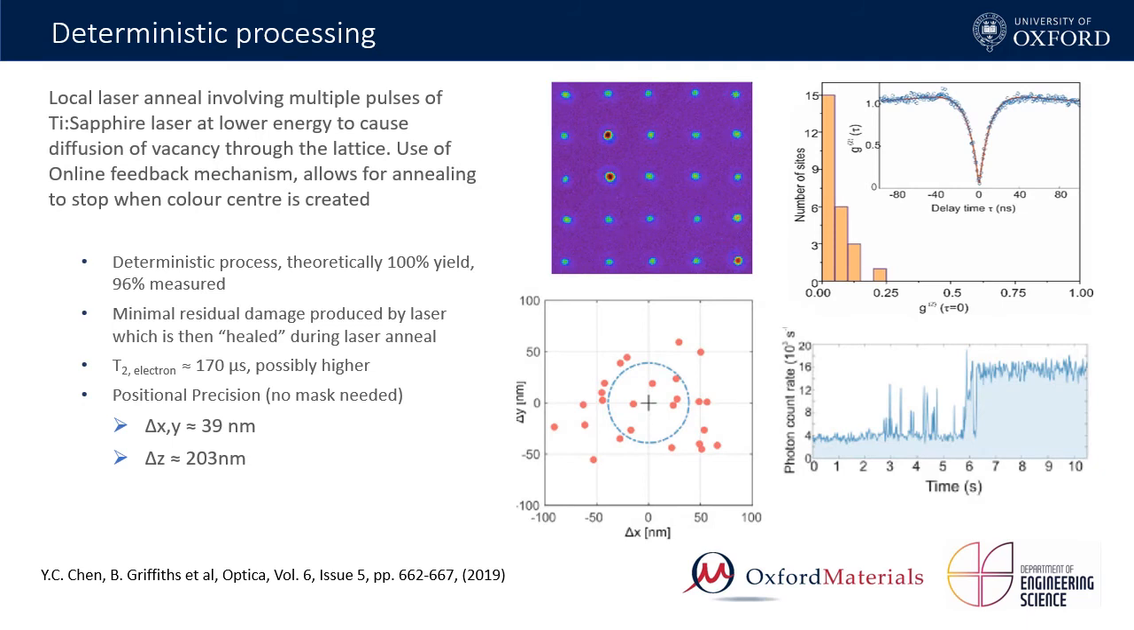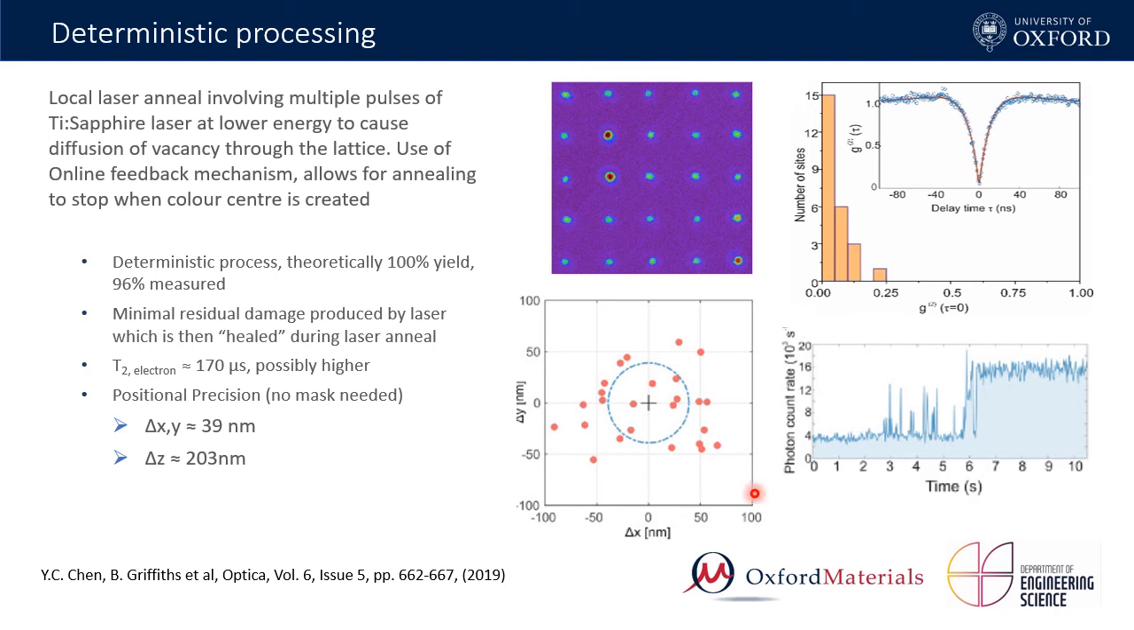Using this technique, we have been able to deterministically engineer arrays of single NV centres. An example can be seen here. This graph here displays a histogram of autocorrelation measurements with an inset of an example autocorrelation measurement. The g2 values of below 0.5 indicate that these are single centres. The process is highly nonlinear, which has enabled us to get positional accuracies much better than the focal volume of the laser. In fact, we have measured positional accuracies of around 50 nanometers in XY and around 200 nanometers in Z.